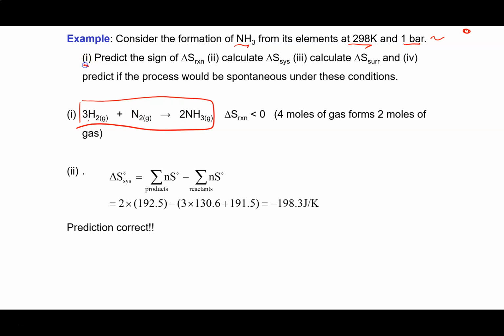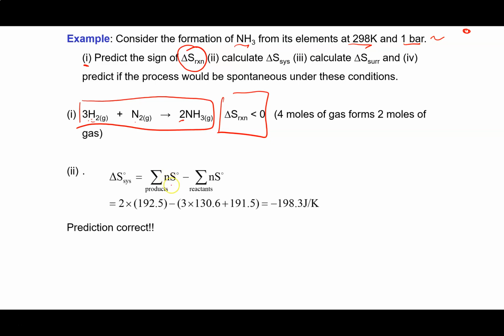The first thing we're asked to do is to predict the sign of the entropy change accompanying this reaction. Now, considering that I've got 4 moles of gas on the left and only 2 moles of gas on the right, I'm predicting that this reaction will have a negative entropy change. So I can now go ahead and calculate the entropy change for this system using standard molar entropies.